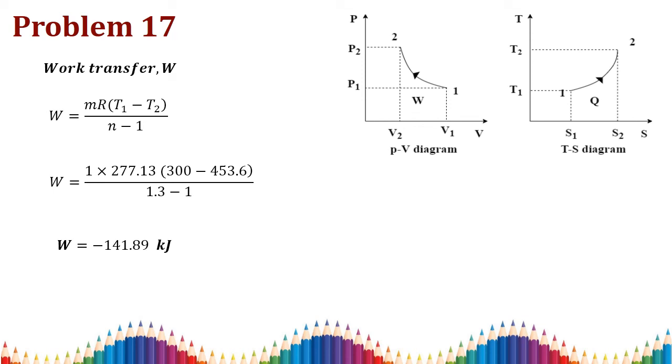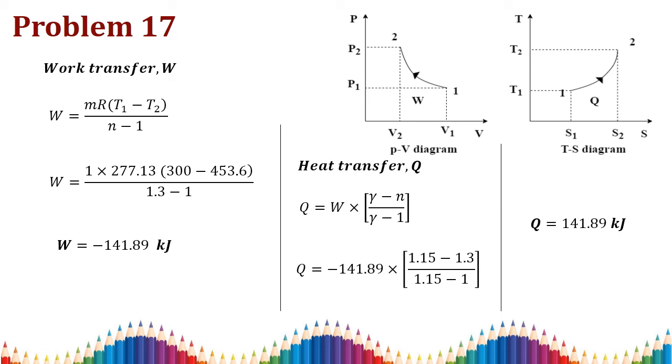Then work transfer. The work transfer for a polytropic process is mR into (T1 minus T2) divided by (n minus 1). We know all the values, so substitute that and you will get work done equal to minus 141.89 kilojoule. Here also work is done on the system. Then heat transfer, Q is equal to W into (gamma minus n) by (gamma minus 1). You substitute all the values and you will get heat transfer equal to 141.89 kilojoule.